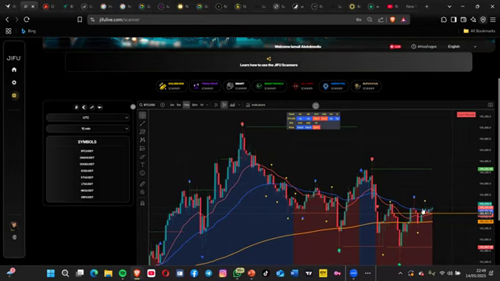Now, anywhere this control is, as you can see, the orange line here, this orange line is point of control. If the market is above it, it is going for a buy. If the market is below it, it's going for a sell. Do you get my point now?